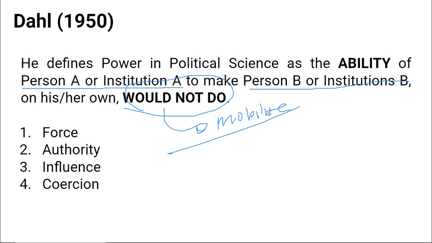Pinagalaw ni institution A si institution B, kahit nung mga bagay na hindi niya naman gagawin. That is power, okay? It could be by force. It could be by authority. It could be by influence, or it could be by coercion. Okay? Yun lang yung iintindihin nyo.